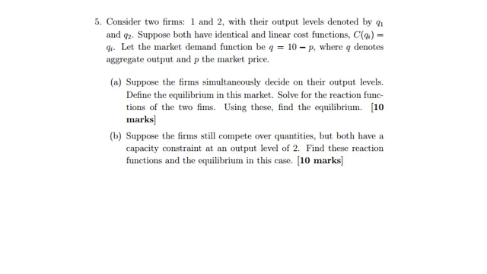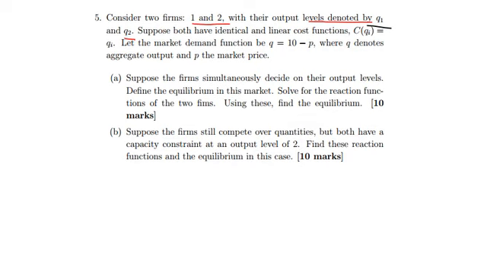Let us see our first question of the day. Consider two firms 1 and 2 with their output levels denoted by Q1 and Q2. Now suppose both have identical and linear cost functions as given. Let the market demand be as given, where Q denotes aggregate output and P the market price.